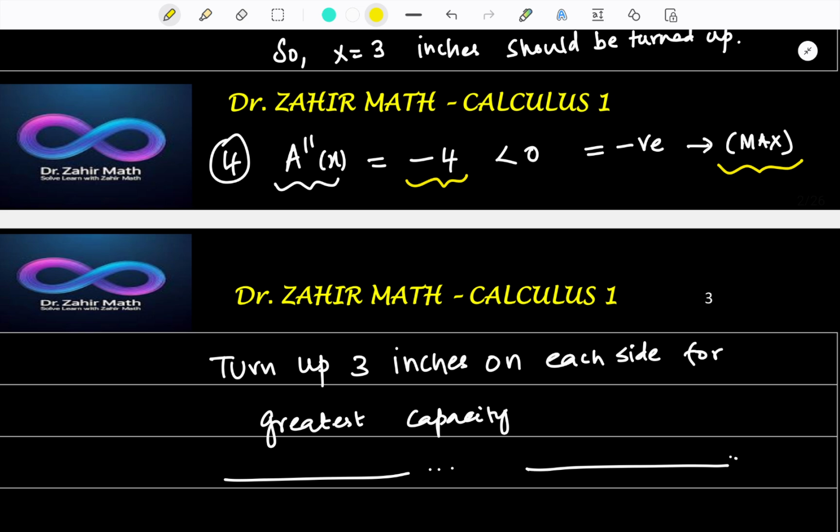So we have completed the gutter problem and learned how to set up and solve optimization problems step by step.